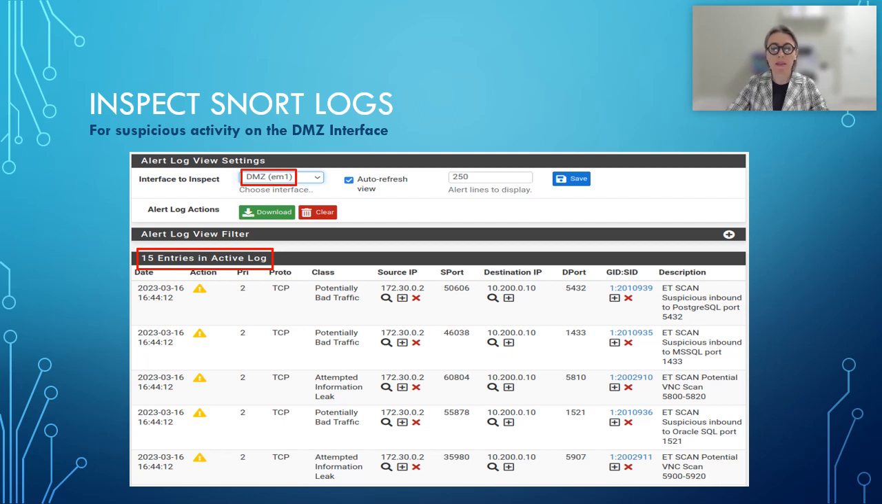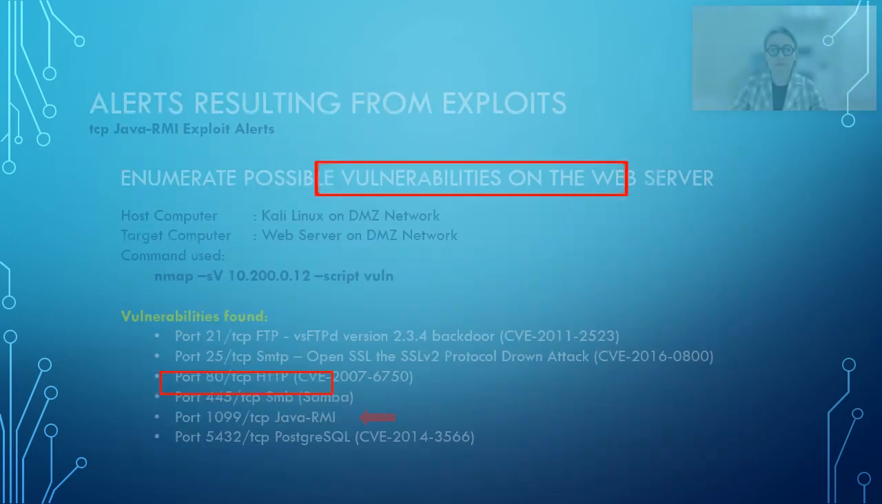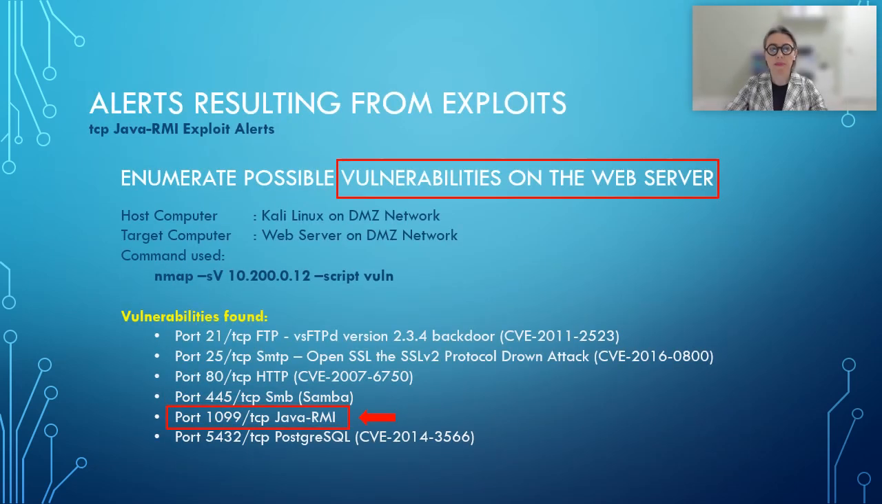As seen on the slide above, we have selected the DMZ interface for review now. Again, alerts need to be assessed to determine impact and threat to the network. Now, let's take a look at running one of the exploits we ran last time and the Snort alerts it produces. In the slide above is one of the exploits we used against the web server.